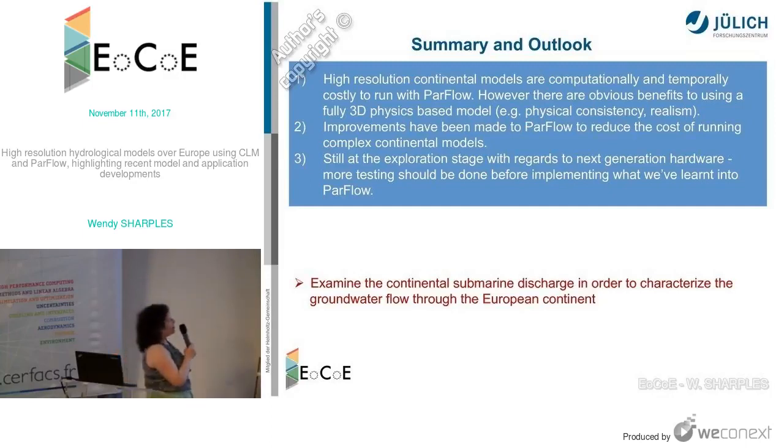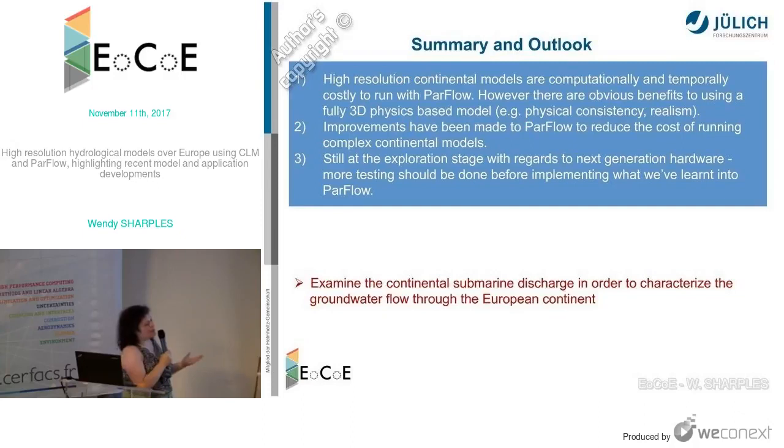So the summary and outlook for ParFlow models and development: high resolution continental models are computationally and temporally costly to run. However, there are obvious benefits to using a fully 3D physics-based model. For example, there's physical consistency, there's realism, there's no need for a routing scheme, et cetera. Improvements have been made to ParFlow to reduce the cost of running complex continental models, as we outlined before. However, still more can be done, and we're still at the exploration stage with regards to next generation hardware.